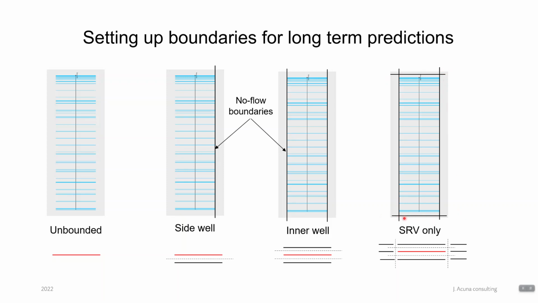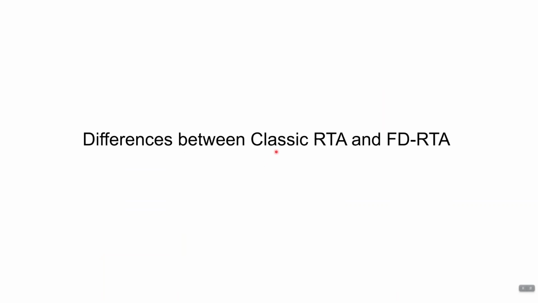Normally, the effect of these extra boundaries is small, just because this is very short compared to this dimension. But once you have this in place, then you should be able to do your long-term predictions to, I don't know, 20 years or whatever you want to use.